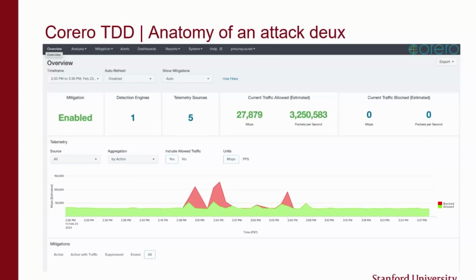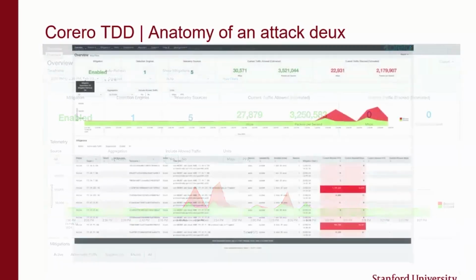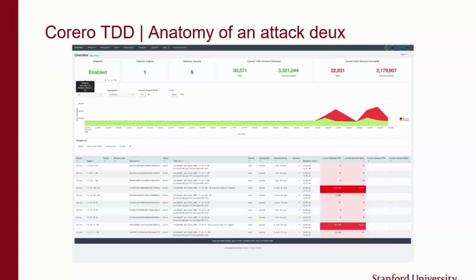So this is the megabits per second view. And what you can see here is we're around 120 gigabits per second there. That's quite a lot of traffic. This isn't normal unless we're doing supercomputing or something like that.